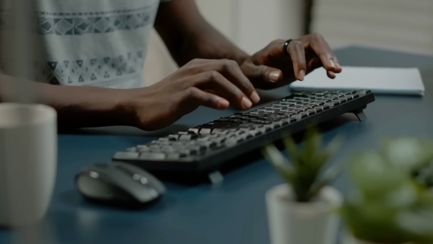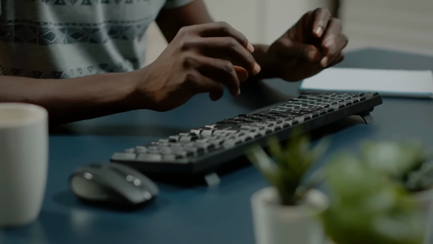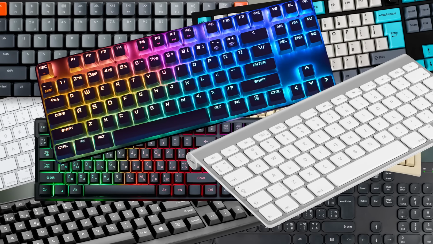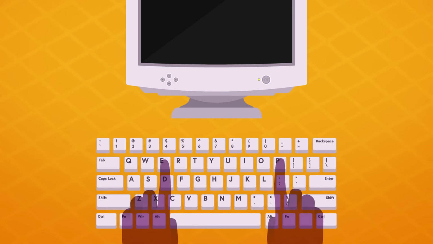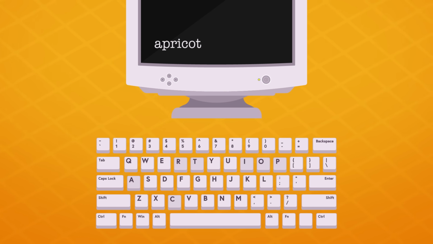So where then did the QWERTY layout come from? And why does nearly every keyboard on Earth use it? Well, first I should explain why QWERTY is bad, and for that, there are a lot of reasons. In general, typing is most efficient when you're alternating hands as much as possible between letters. Apricot, for example, is one of the easiest 7-letter words to type on a keyboard.